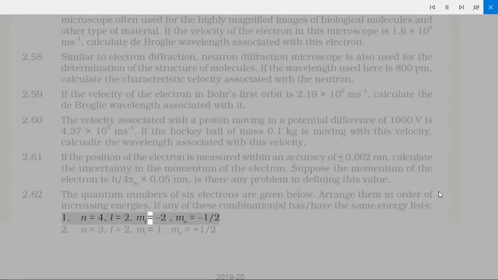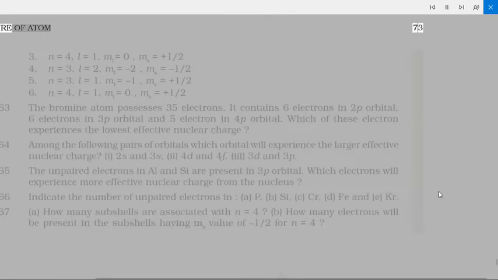n = 3, l = 2, ml = 2, ms = −1/2; n = 3, l = 2, ml = 1, ms = +1/2; Structure of atom. 3. n = 4, l = 1, ml = 0, ms = +1/2; 4. n = 3, l = 2, ml = 2, ms = −1/2; 5. n = 3, l = 1, ml = 1, ms = +1/2; 6. n = 4, l = 1, ml = 0, ms = +1/2.